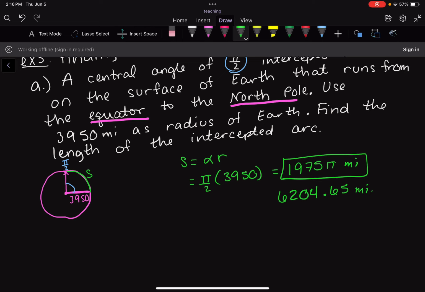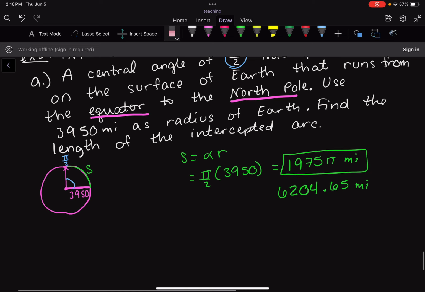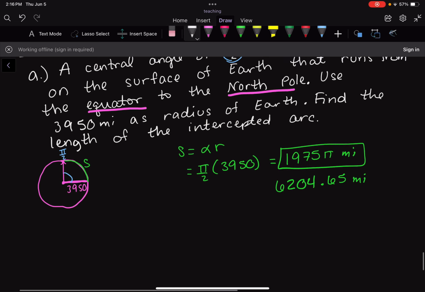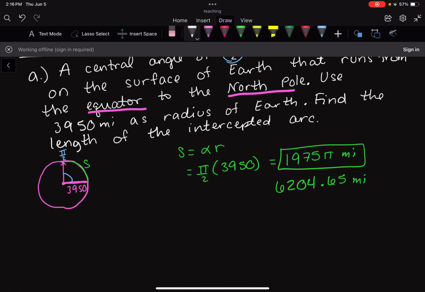Now, I'm a bit partial to leaving it with pi, and because I usually like to give you smaller numbers so that you don't actually need a calculator for these calculations.